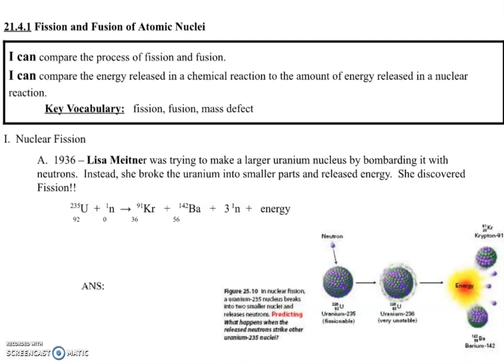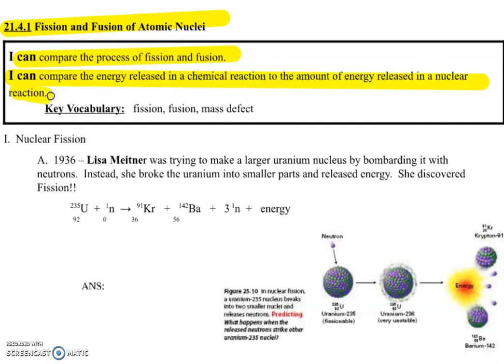We're on the bottom of page, or the top of page 10, 21.4.1, Fission and Fusion of Atomic Nuclei. So here's our I can statements. I can compare the process of fission and fusion, and I can compare the energy released in a chemical reaction to the amount of energy released in a nuclear reaction. Our key vocab words are fission, fusion, and we'll look at mass defect.